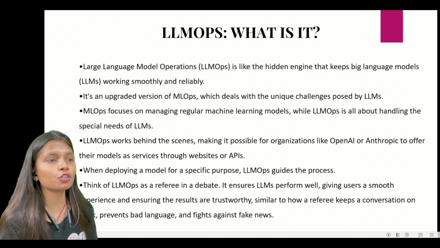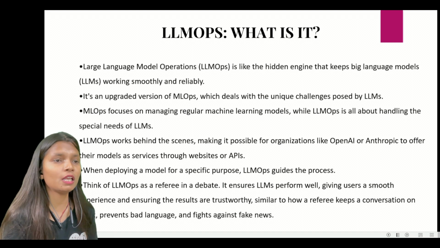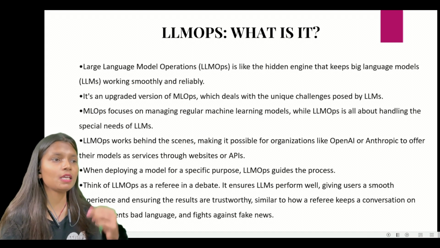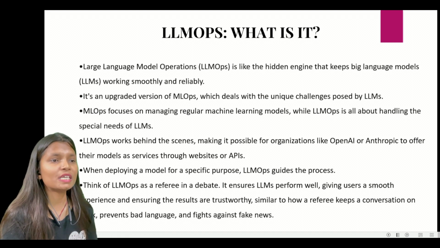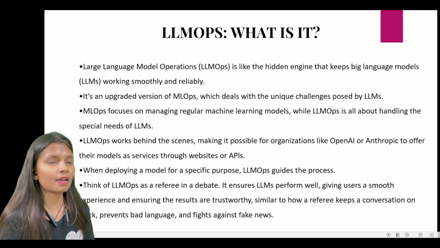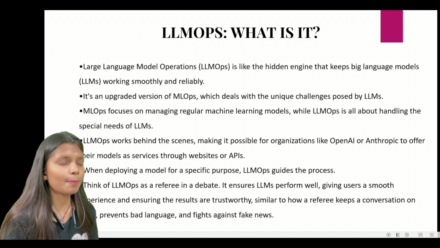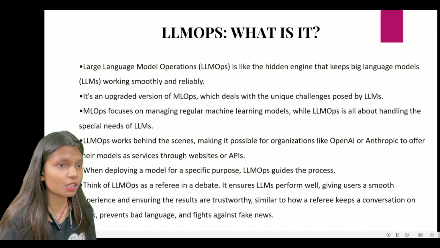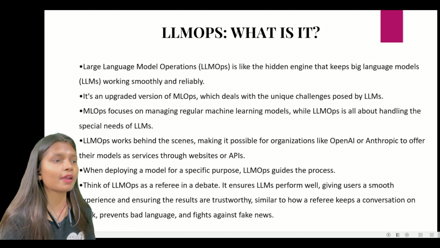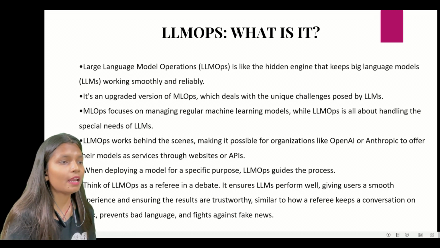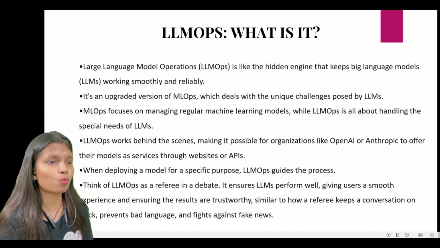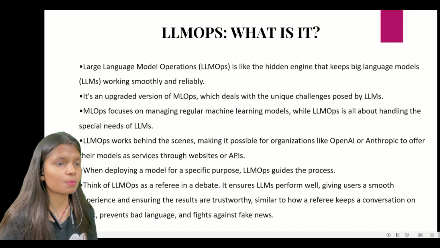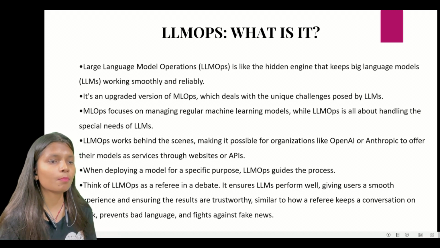It's an upgraded version of MLOps. MLOps is machine learning operations. In the same way, LLMOps is the upgraded version, which deals with the unique challenges posed by LLMs. MLOps focuses on managing regular machine learning models, while LLMOps is all about handling the special needs of LLMs. LLMOps works behind the scenes, making it possible for organizations like OpenAI and Anthropic to offer their models as services through websites and APIs. When deploying a model for a specific purpose, LLMOps guides the process.